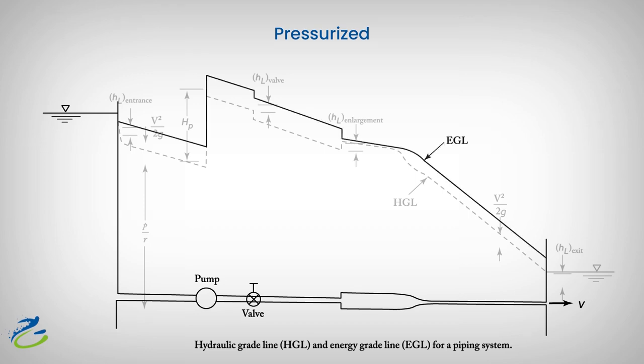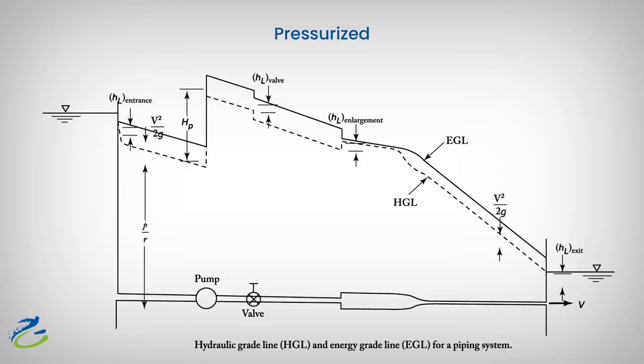The lines you are seeing are the total energy solid line and the hydraulic gradient dotted line, showing the loss of energy throughout the system from the start to the other reservoir at the right hand side. The design variables here are the diameter, flow, and pressure.